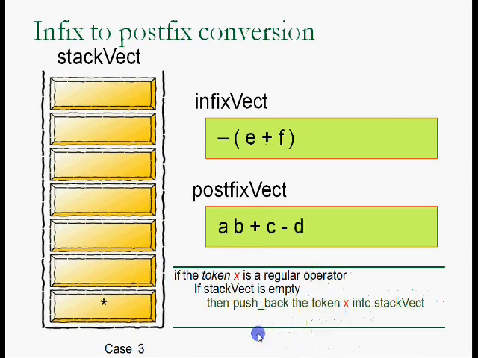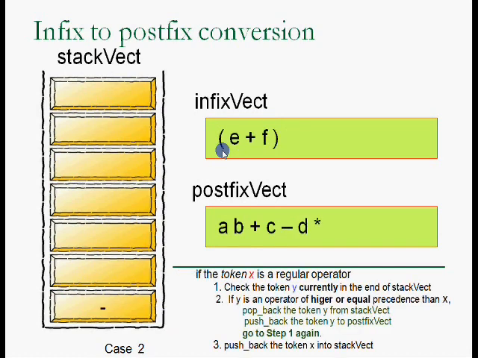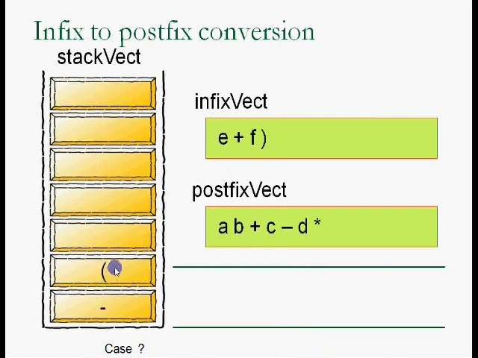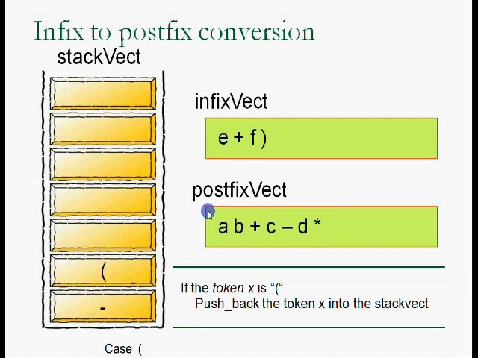Then D is an operand, so it is pushed into the postfix vector, and minus. It is again an operator which has a lower precedence than star, so star is popped out of the stack and added into the postfix expression, and minus is pushed inside, and the opening parenthesis as usual is put inside. E is an operand, so it is loaded into the postfix expression.